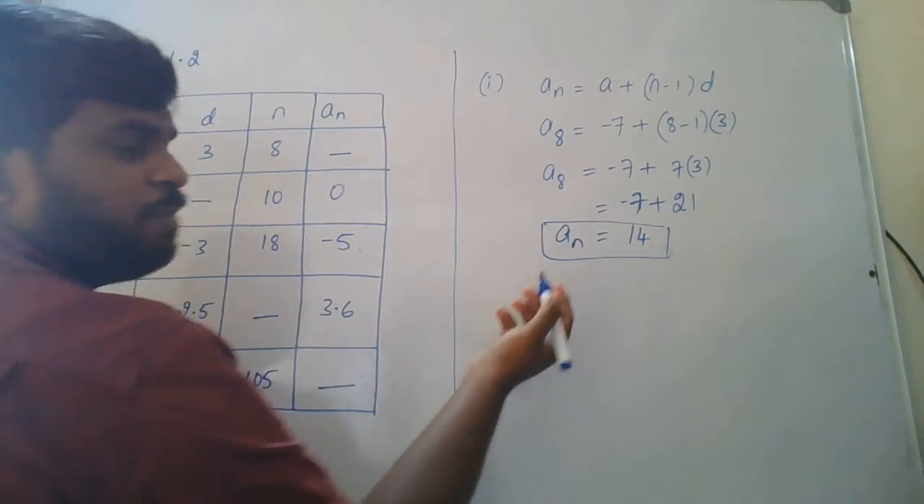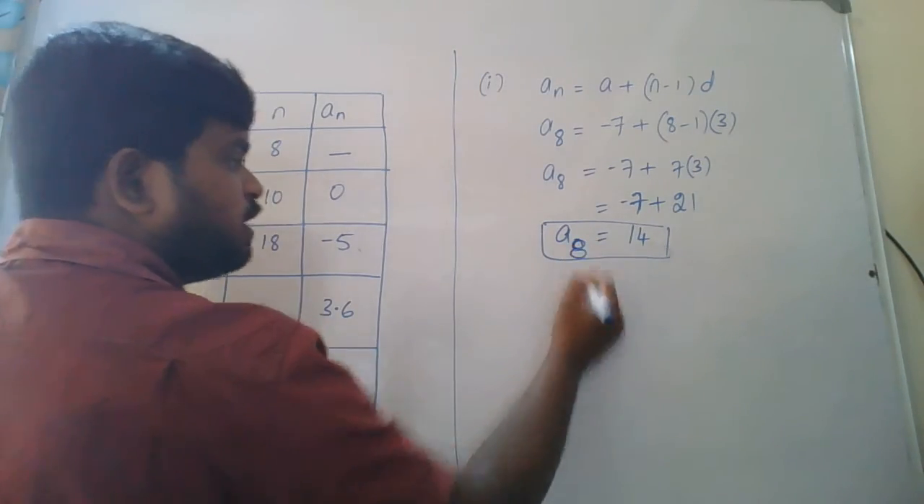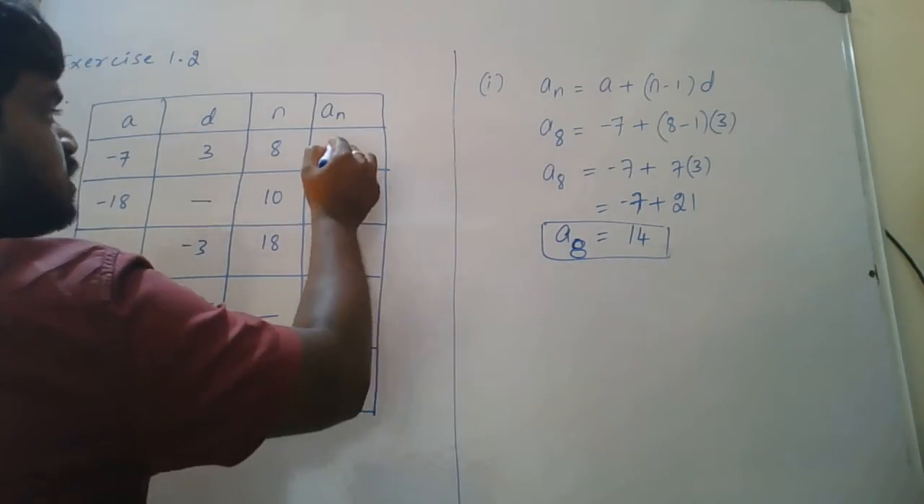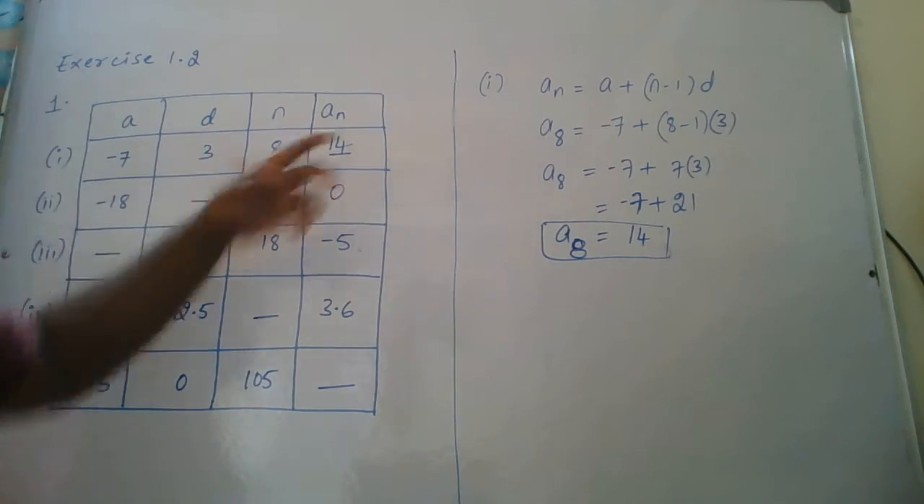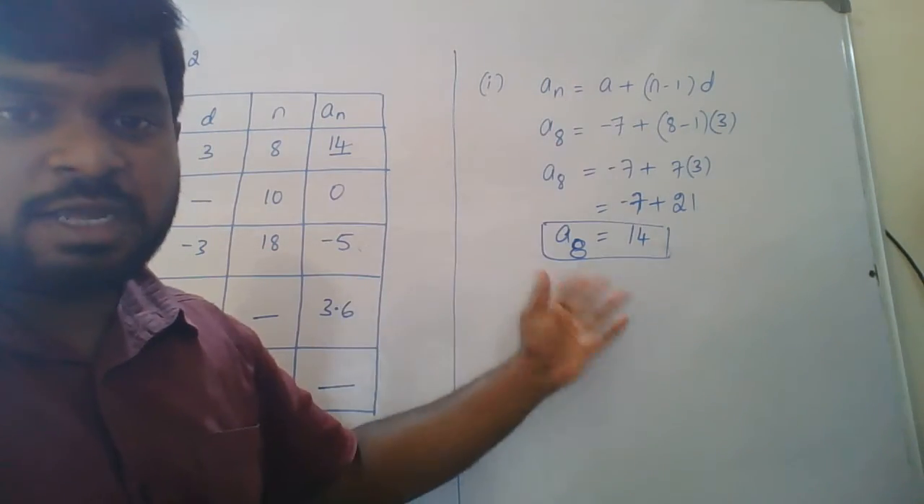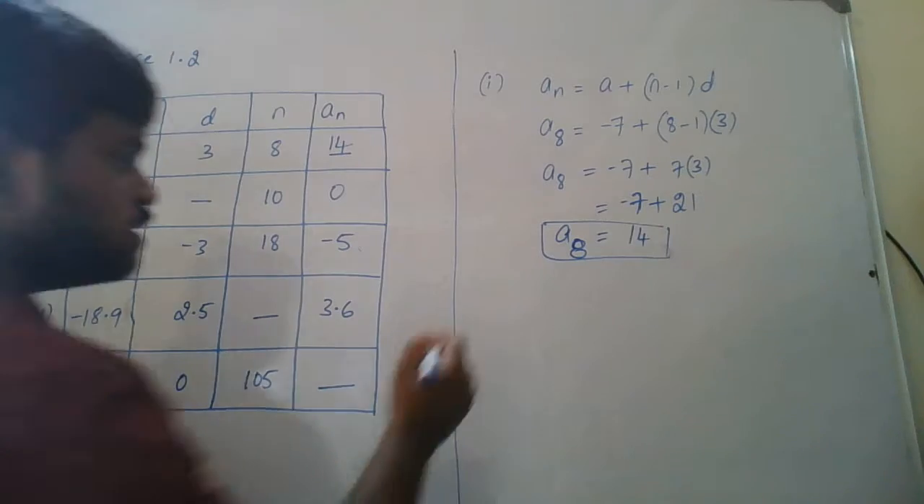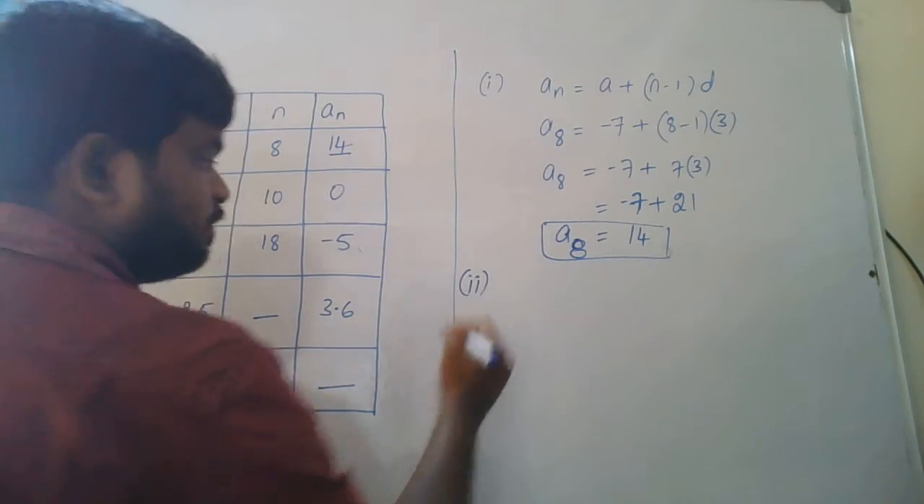If you have replaced N by 8, then you write it as A8. Therefore, the missing value is AN equal to 14. So you just have to check, is there any formula which connects all these four? Yes, this is the formula. Take this formula, substitute, and you'll get it. Similarly, let's try the second one.